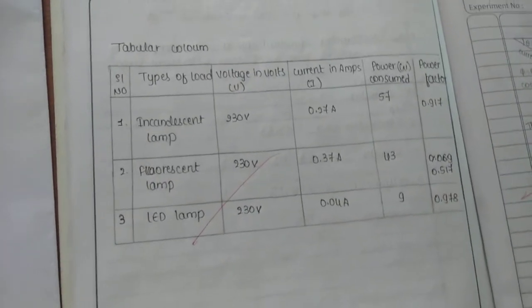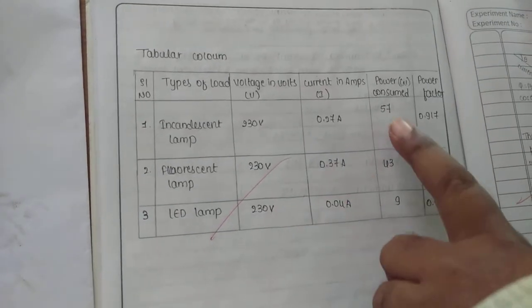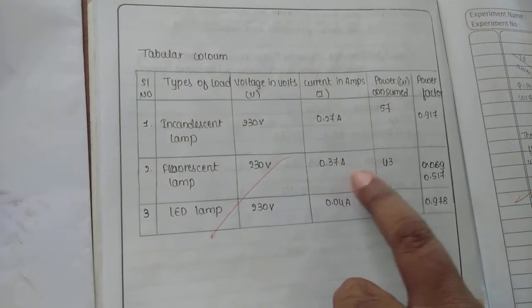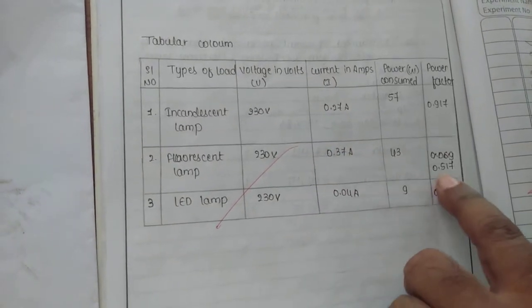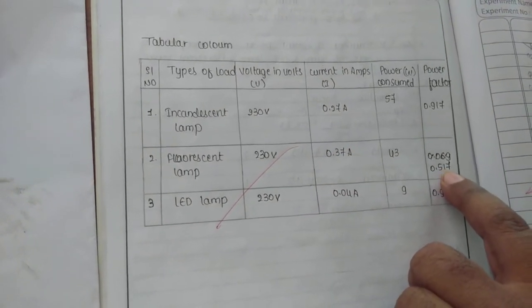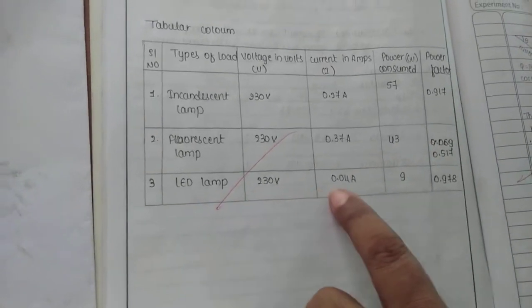Again by using the same formula, power factor equals power consumed divided by voltage into current, 43 divided by 230 into 0.37, we are going to get around 0.517. In a similar manner, the LED lamp is also connected.